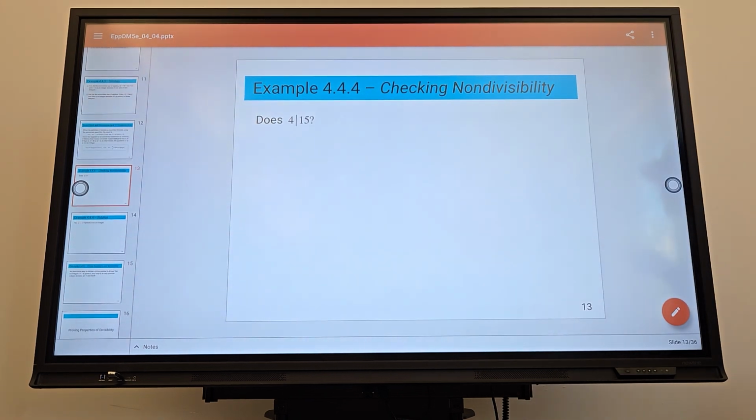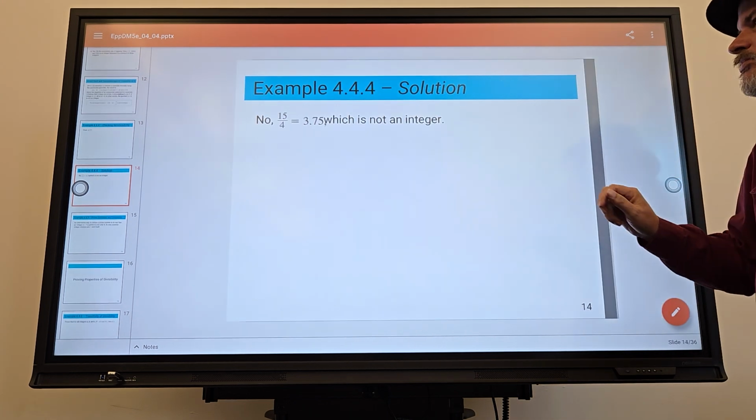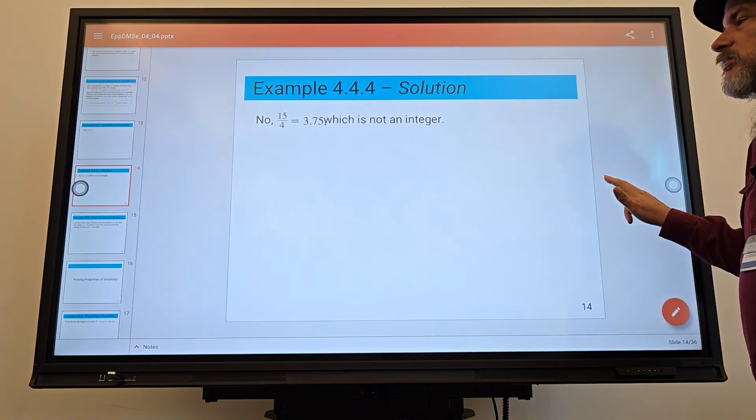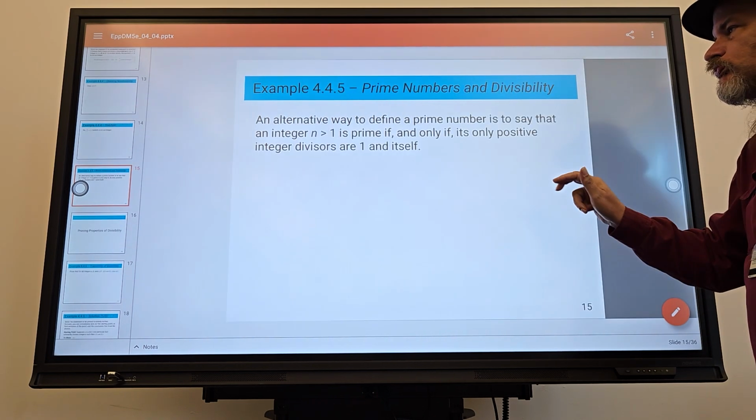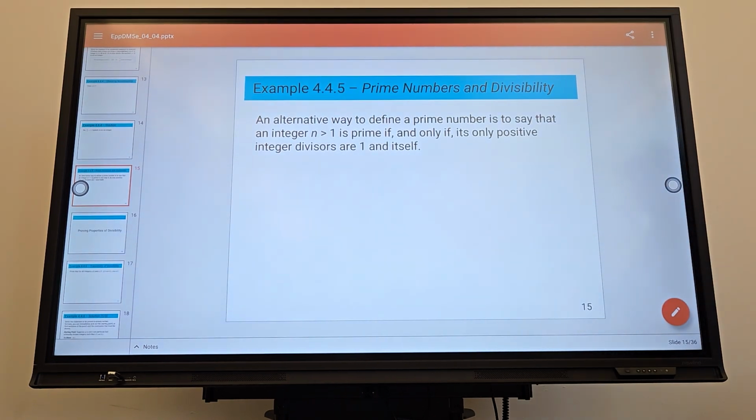Does 4 divide 15? No, because the quotient is not an integer. It's 3.75. An alternate way to define a prime number is to say that an integer n greater than 1 is prime if and only if its only positive integer divisors are 1 and itself.